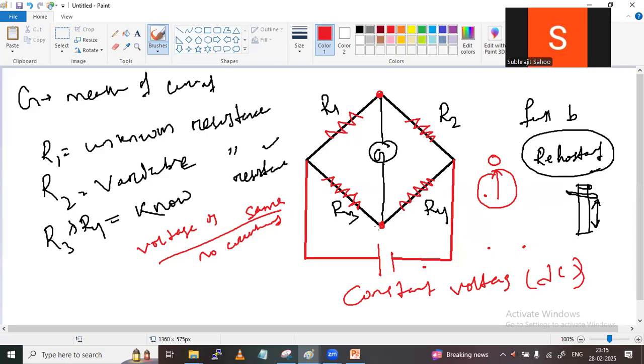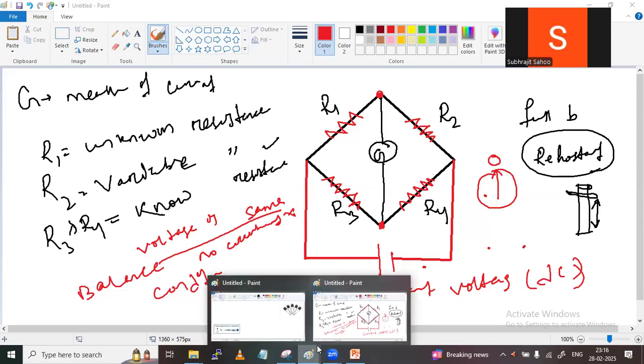Sir, once again I will tell. Now I will supply the constant voltage. I switch on the circuit. Now assume at this point and this point the voltages are the same. If the voltage is the same, there is no difference in voltage, so no current will flow in this part. If no current flows, I can say the Wheatstone bridge is in balance condition. Right? It is in balance condition.